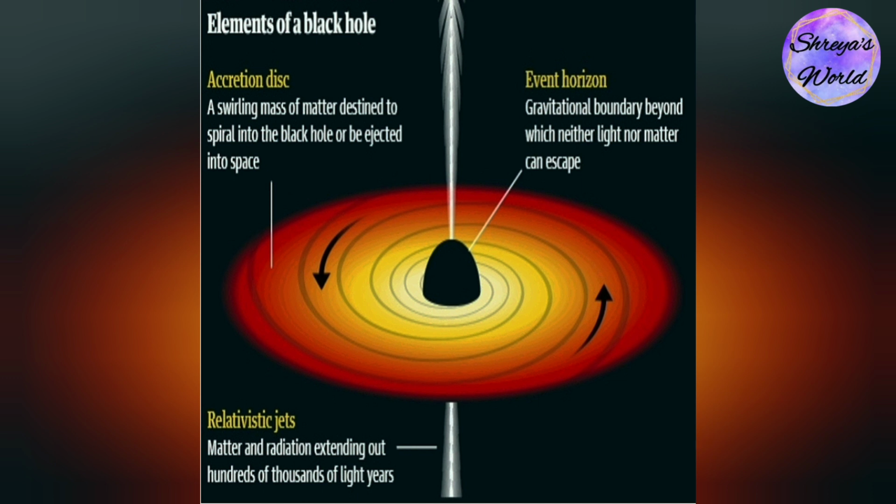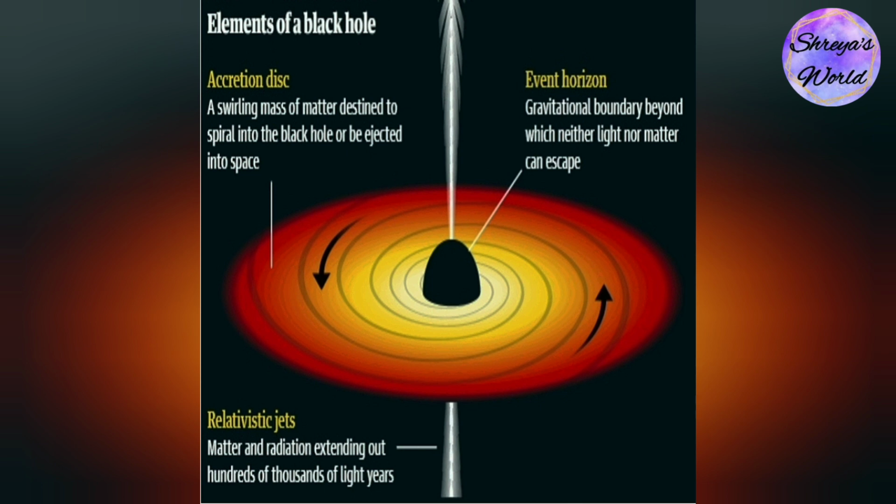Now let's have a quick look at the elements of a black hole. A black hole consists of an event horizon, which is the gravitational boundary beyond which neither light nor matter can escape. Next is the accretion disk, which is a swirling mass of matter destined to spiral into the black hole or be ejected into space. And lastly, we have the relativistic jets. These are matter and radiation which are extending out hundreds of thousands of light years.